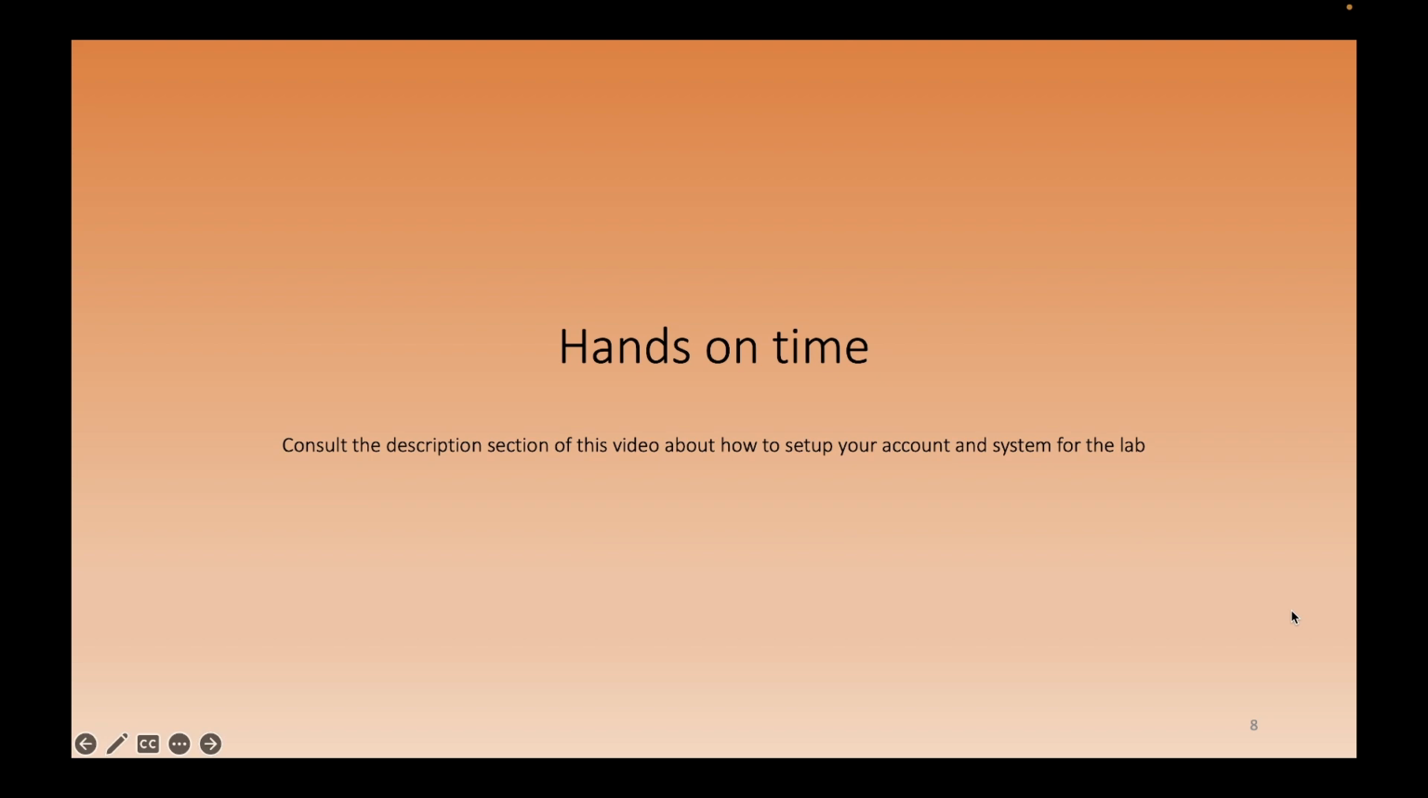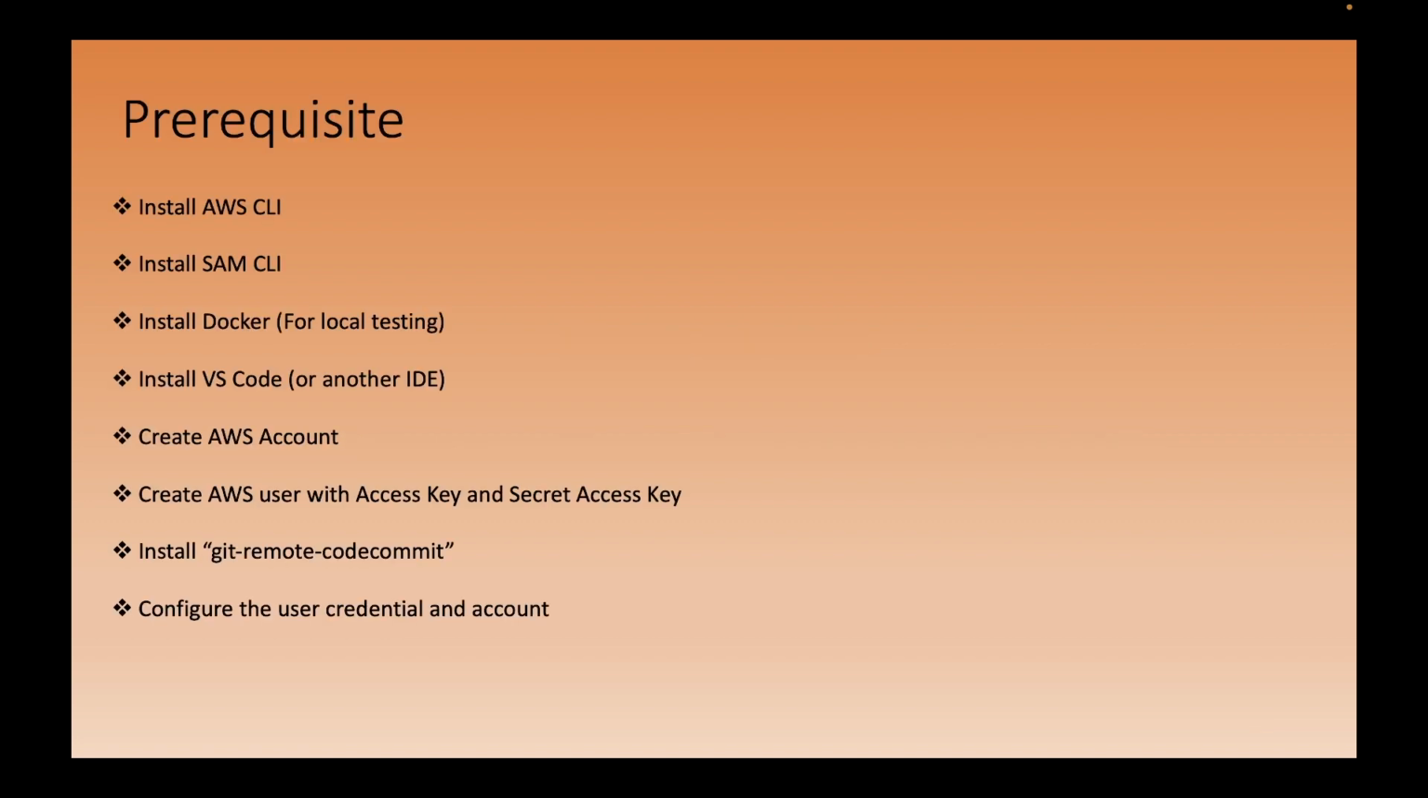Hands-on time. If you want to follow along with me, consult the description section of this video where I have put together all the instructions to set up your developer environment. And here are some prerequisites. You need to install AWS CLI, install SAM CLI, Docker for local testing, VS Code for IDE, create AWS account, and create one AWS user with access key and secret access key, which gives you programmatic access. Install git-remote-codecommit, configure the user credential and account.